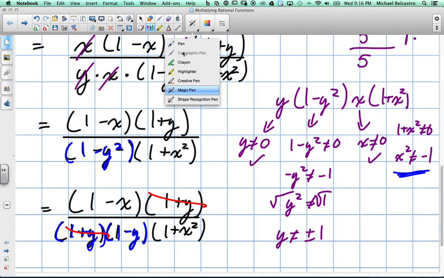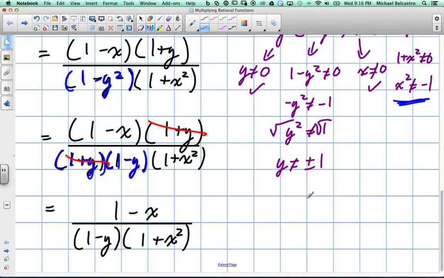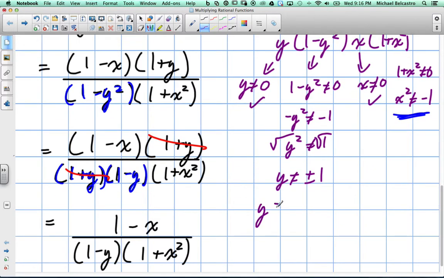So our only restrictions, if we were to list them out, is that y cannot equal negative 1, because that's in here, 0, and 1, and x cannot equal 0. So those are our 4 restrictions for this question.